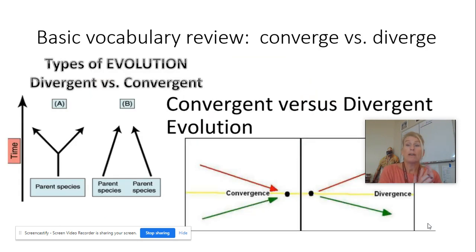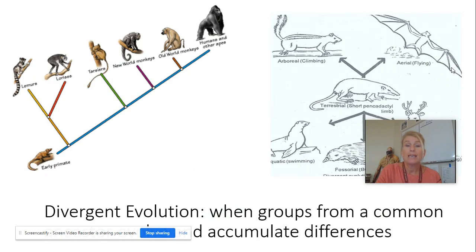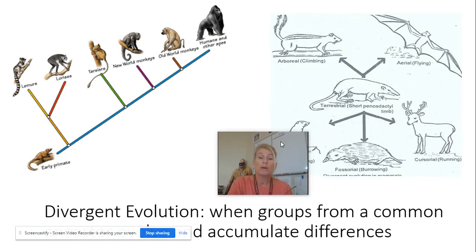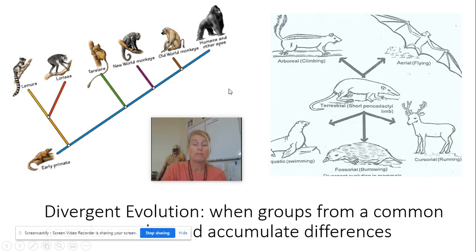We need to review converge versus diverge. We started this chapter with microevolution versus macroevolution. Let's review converge versus diverge. If two lines converge, they come together. If lines diverge, they separate. So when we think about divergent evolution, we're thinking about basic evolution, getting more and more different from the ancestor.